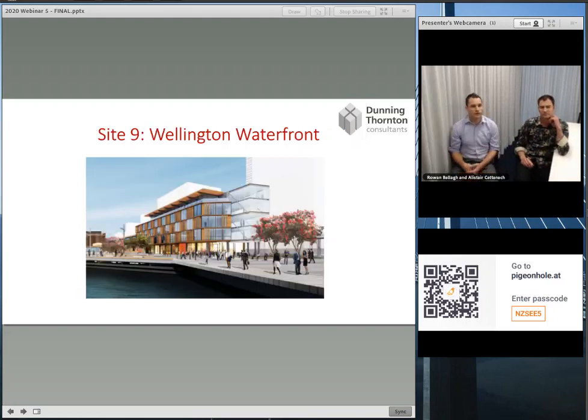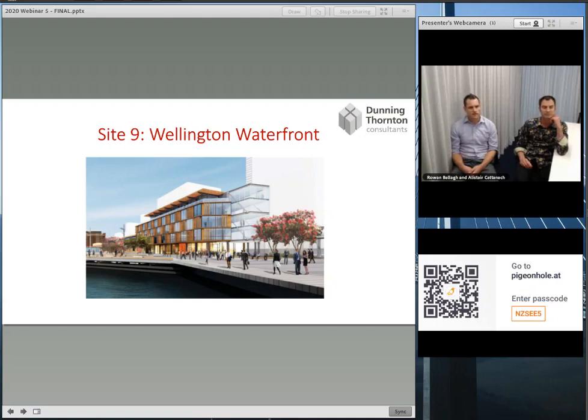Cool, so thank you, Alistair. So this is site 9. I was pretty heavily involved in the design of this one. As you can see from the title of the slide and the water in the foreground, it's on the Wellington waterfront. So this is quite a tricky site commercially for a number of reasons.